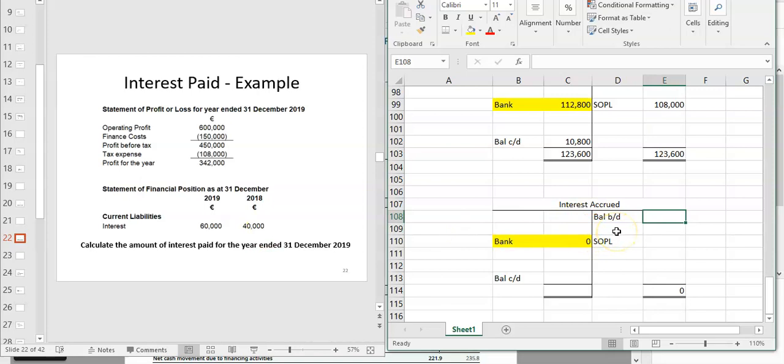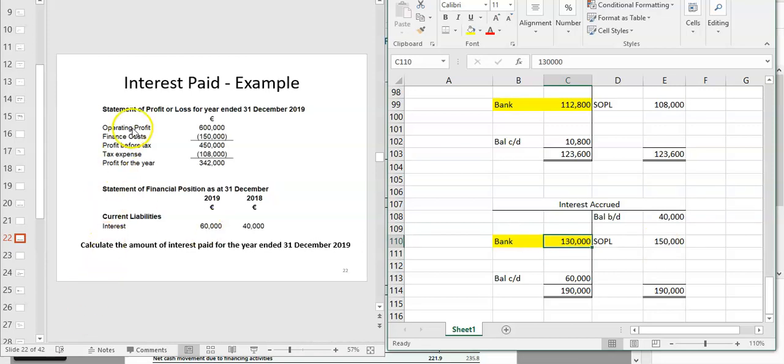So interest accrued at the start of the year, which is the end of last year, 40,000. Interest accrued at the end of the year, 60,000. So you actually owe more now at the end of the year than you did at the start. And it would have been debit finance costs in the P&L, credit interest accrued. So it should be 190 both sides. And that means the amount you actually paid was only 130.